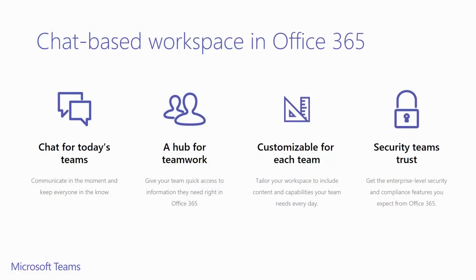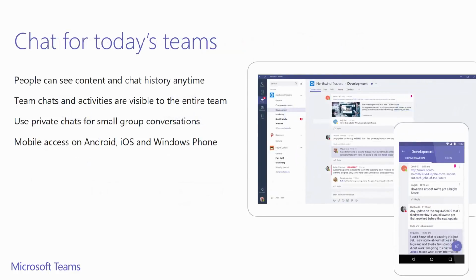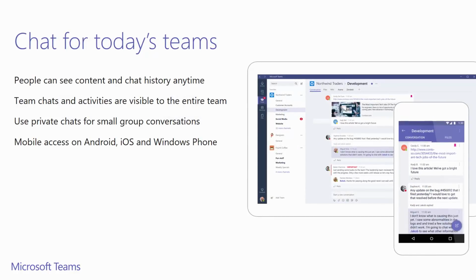Microsoft Teams fits into the Office 365 collaboration portfolio by giving teams easy access to the information they need in a dedicated hub for teamwork. Here, people find their team chat, content, people, and tools living together in Office 365. Chat for today's team is modern day chat that keeps everyone in the know with chat history, whether it is across the team or in private chat.